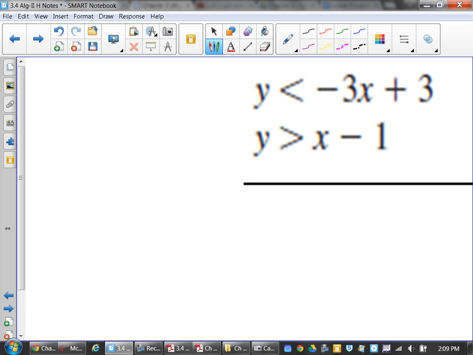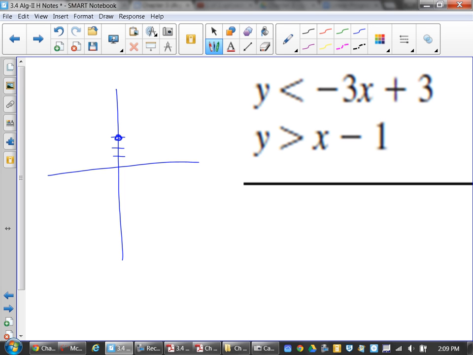Okay. So if you're going to graph two of them on the same grid, notice I'm not giving graph paper out because we don't need it. We're just getting a rough idea of what this looks like. These are in slope-intercept form, so we use them. The first equation is y is less than negative 3x plus 3. What's your y-intercept? 3. And what's your slope?